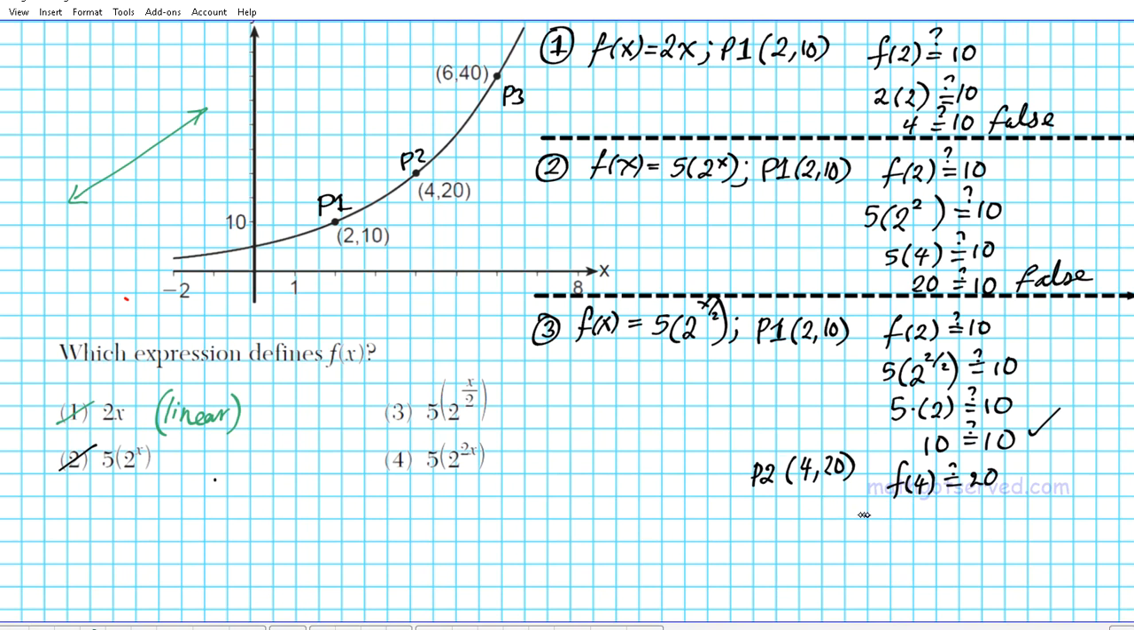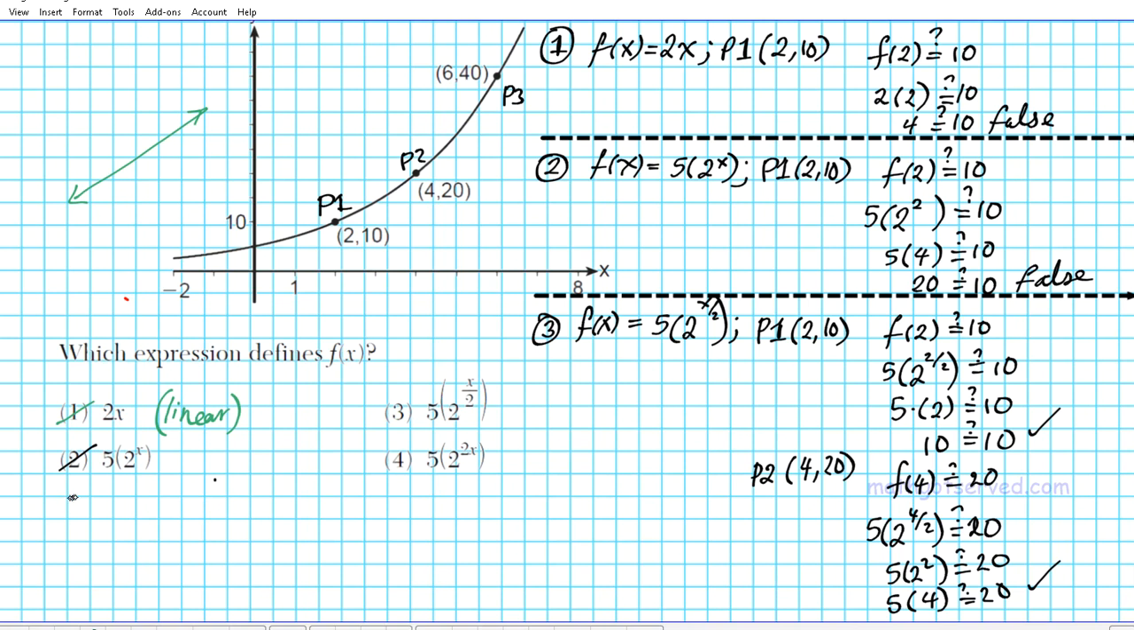So plugging 4 into this function, we have 5 times 2 raised to the 4 over 2. Is it equal to 20? 4 over 2 is 2, so 5 times 2 squared, is it equal to 20? 2 squared is 4, right? So it's 5 times 4, is it equal to 20? It certainly is. Looking good.